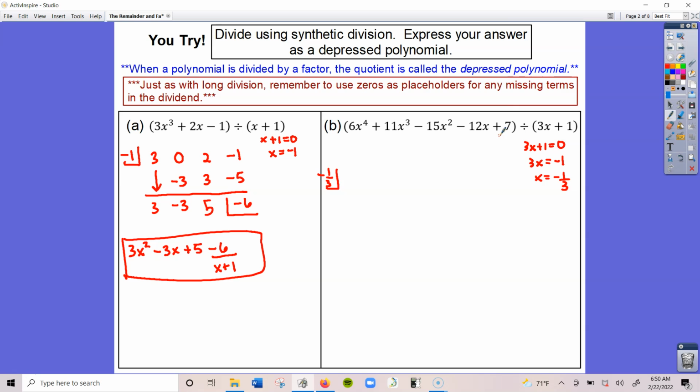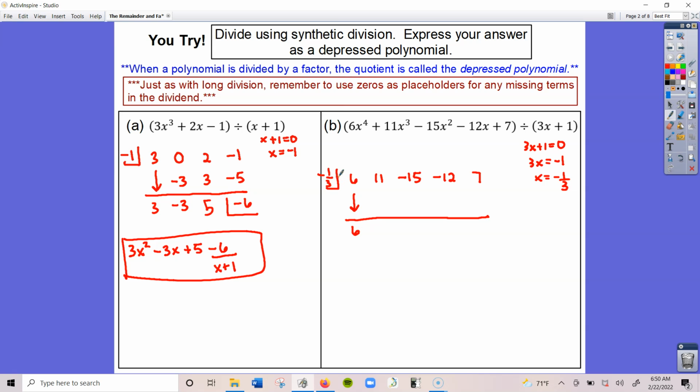We're going to write our coefficients. I'm not missing any terms, so we can just write them all as we see them. 6, 11, negative 15, negative 12, and 7. Bring down the first term. Now I know what you're thinking, we have a fraction here. Multiplying any number by a fraction is basically division. So instead of thinking of 6 times negative 1/3, you can also think of this as 6 divided by negative 3. Since multiplying by negative 1/3 is the same thing as dividing by negative 3.